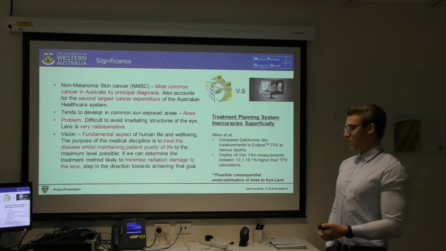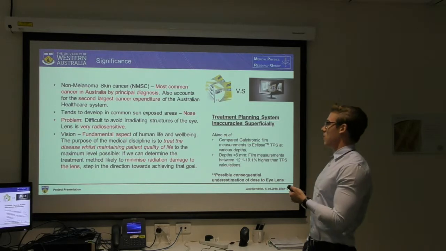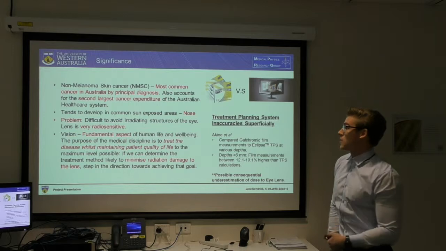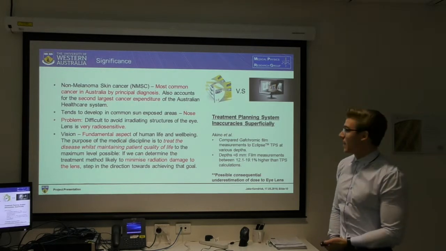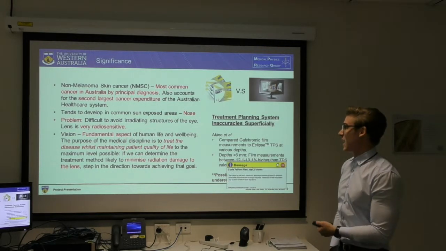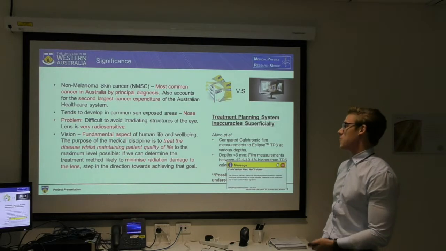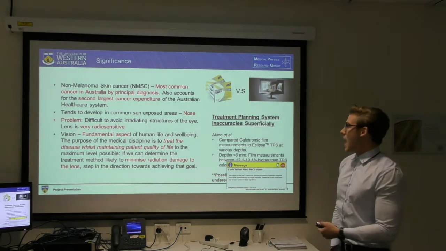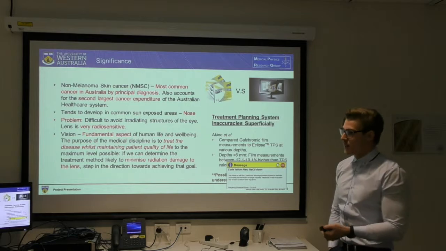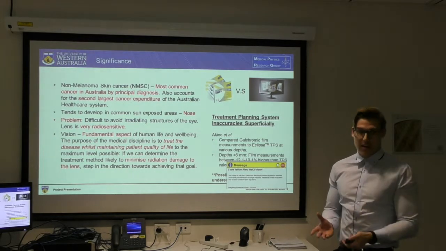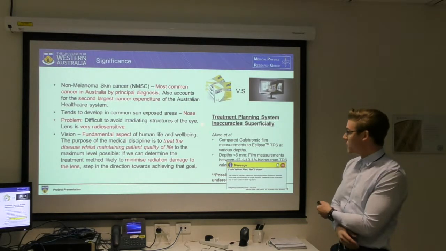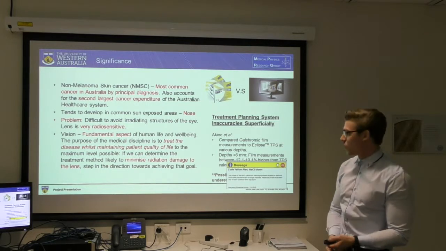So what then is the significance of this project? Well, as I said before, non-melanoma skin cancer is the most common in Australia by principal diagnosis, and it also accounts for the second largest cancer expenditure of the Australian healthcare system. And it tends to develop in areas that are exposed to the sun. So the nose is one of those, as well as the back of the hands and ears.